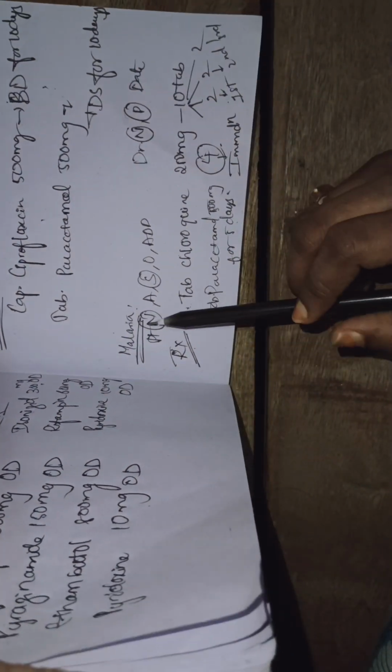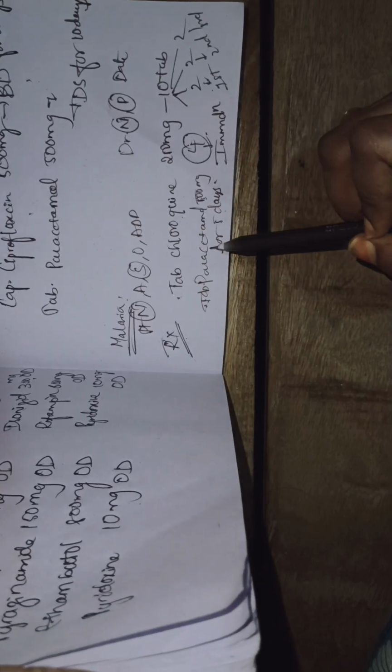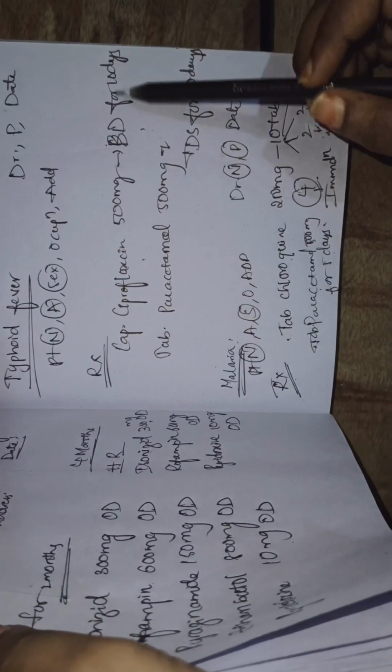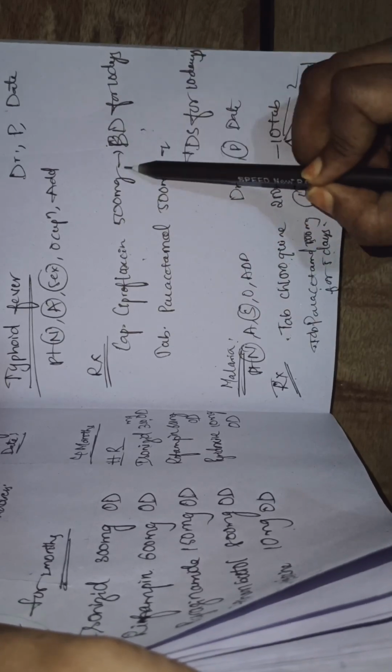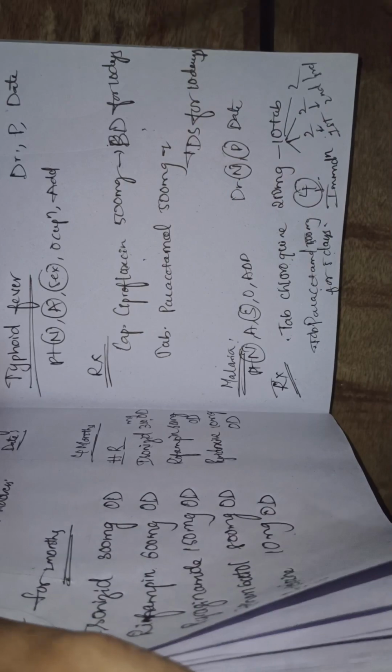Whereas malaria has 2 tablets, like chloroquine and paracetamol. Same for typhoid fever for 10 days, like 2 tablets, ciprofloxacin, which is also a capsule. This is also for 2 times a day. Paracetamol for thrice a day.